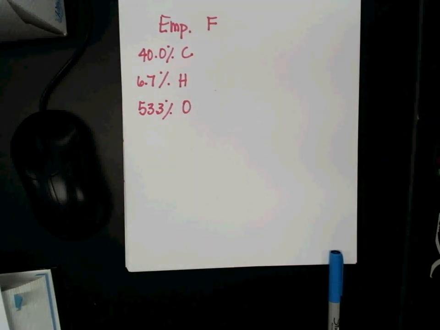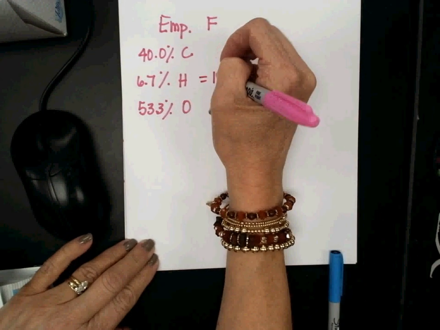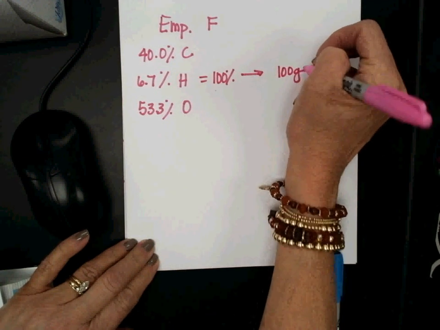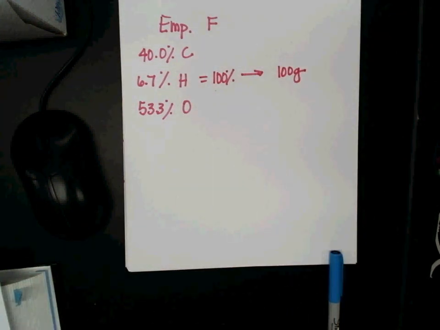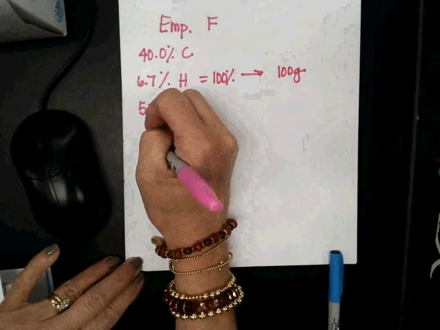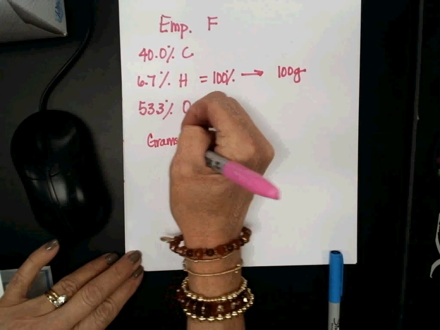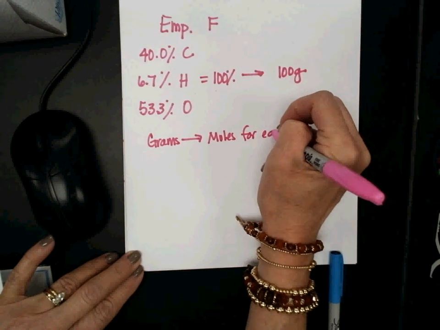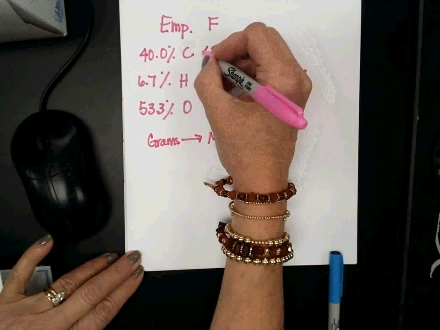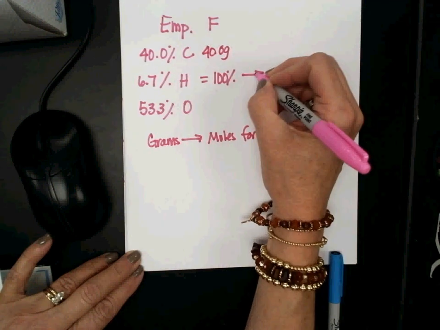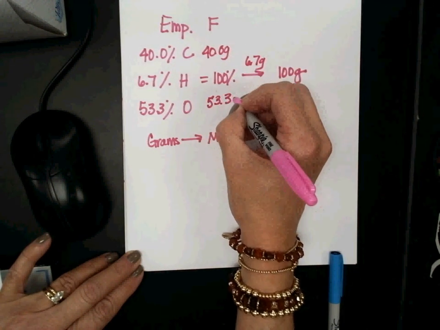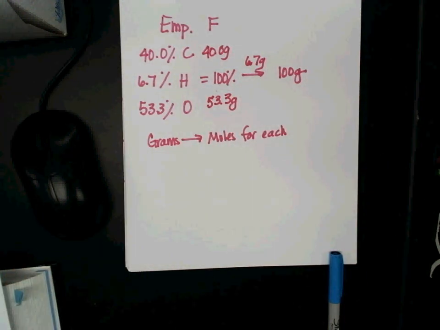Does that equal 100%? Yes, so I know I've got everything. If it equals 100%, I can substitute and use that as 100 grams to represent my molar masses. So then the first thing I want to do is go from grams to moles for each. So this just becomes 40.0 grams, this becomes 6.7 grams, and this becomes 53.3 grams.